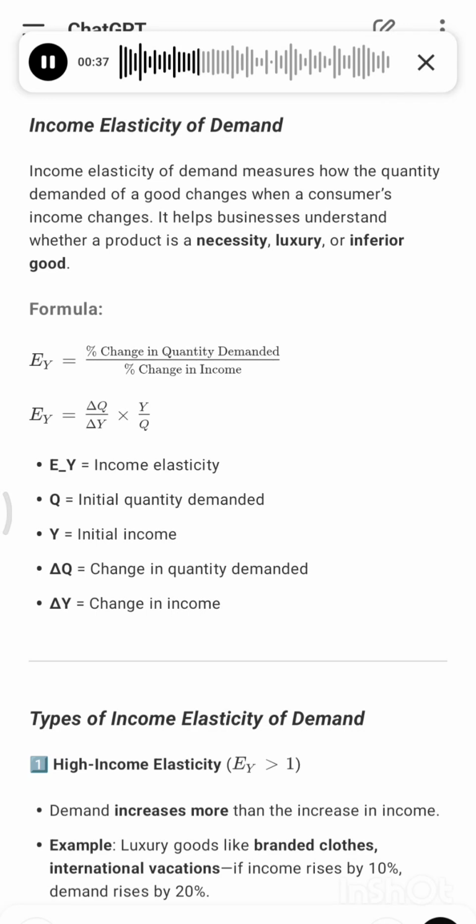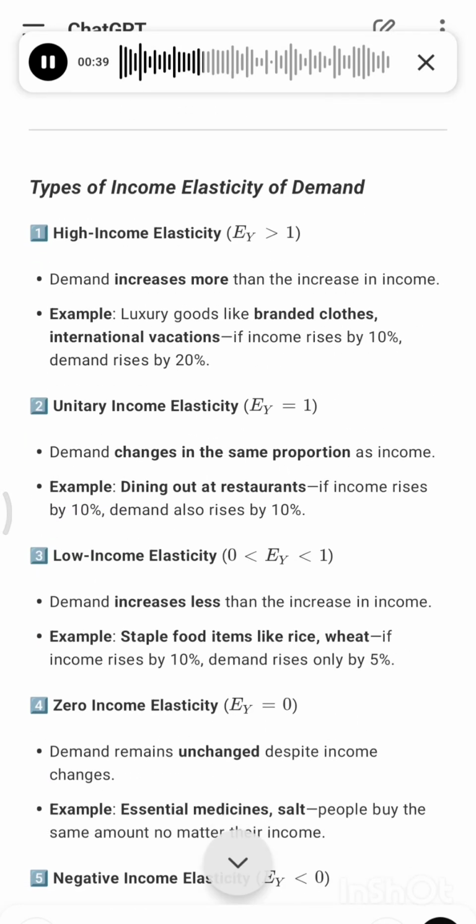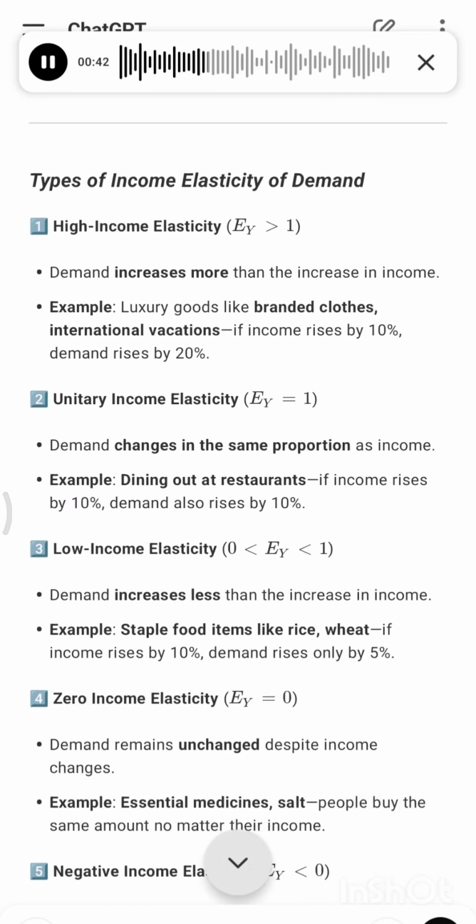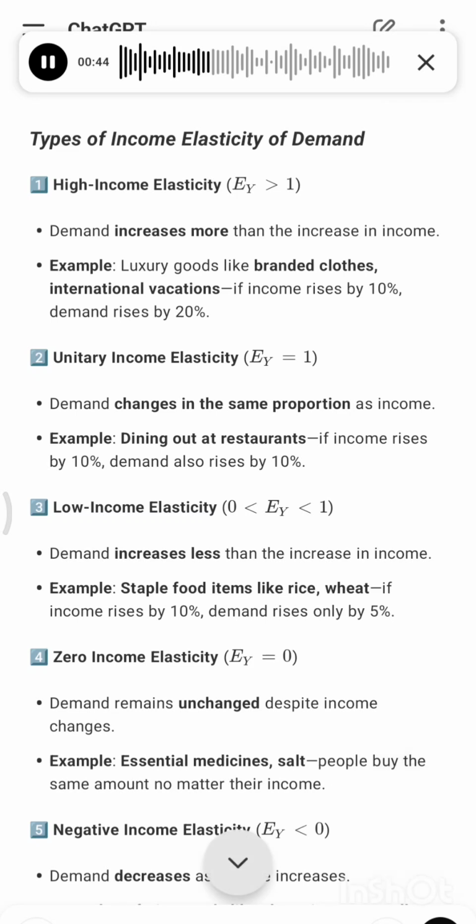Types of income elasticity of demand. 1. High income elasticity. EY greater than 1, demand increases more than the increase in income. Example: luxury goods like branded clothes, international vacations. If income rises by 10%, demand rises by 20%.